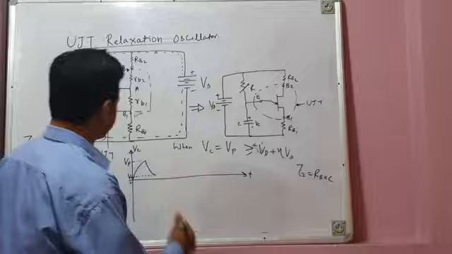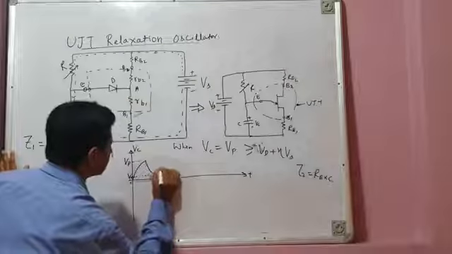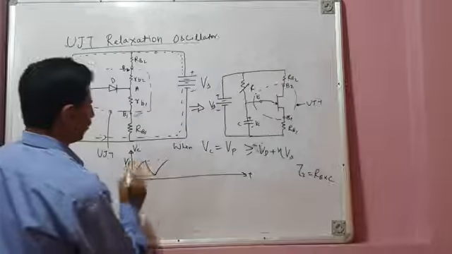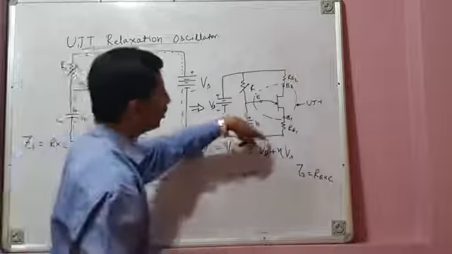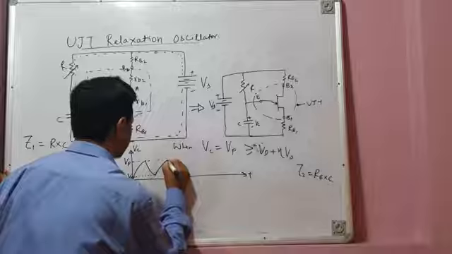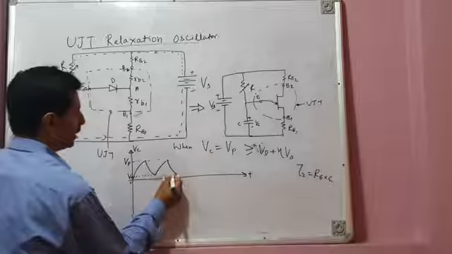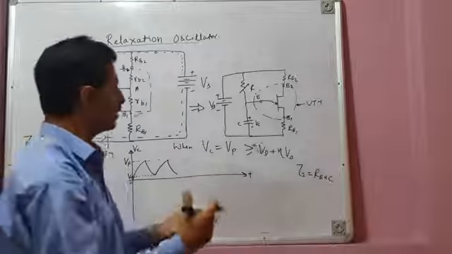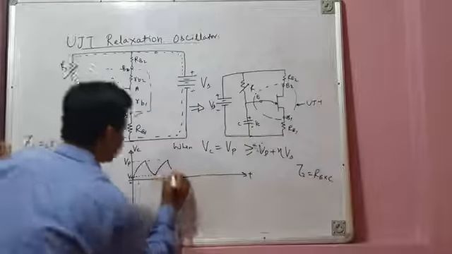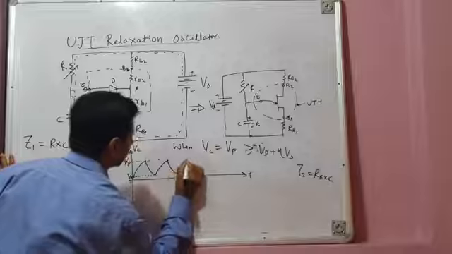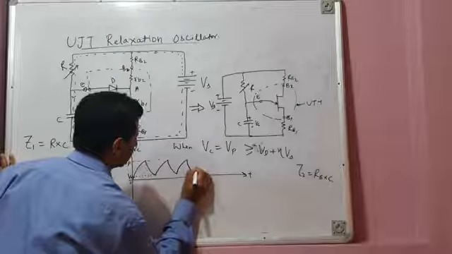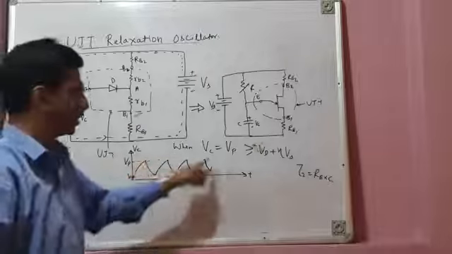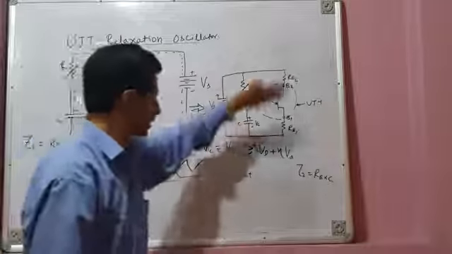It again charges. And as soon as this voltage again reaches equal to peak point voltage, then UJT again goes into conduction and it discharges. And again the voltage reaches valley point voltage. And at valley point voltage, the device again turns off and the process is repeated. Then it again charges, again discharges, and so on. So this charging and discharging continues as long as circuit is working.